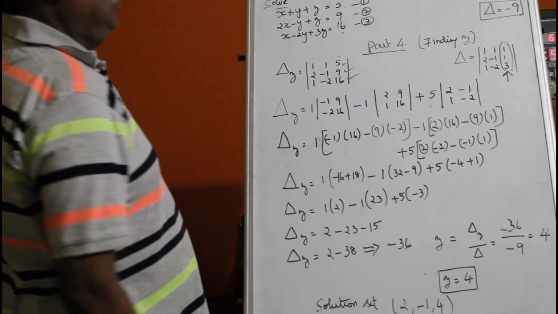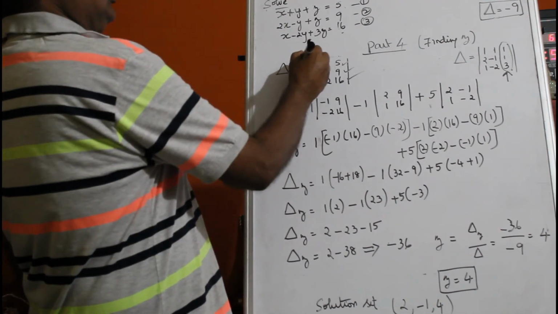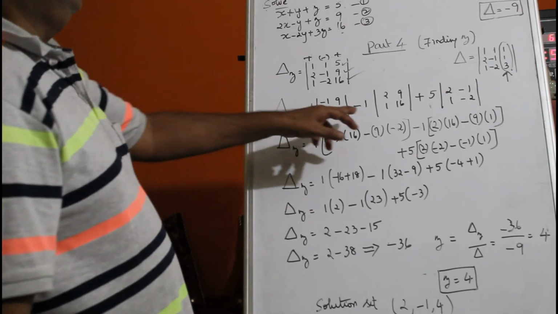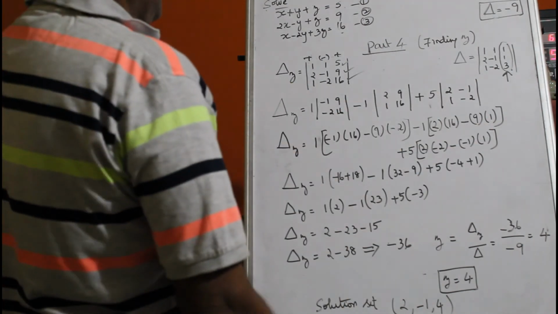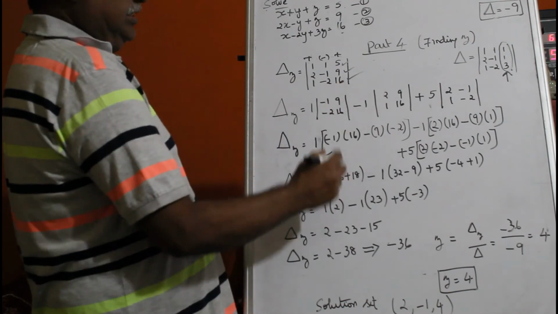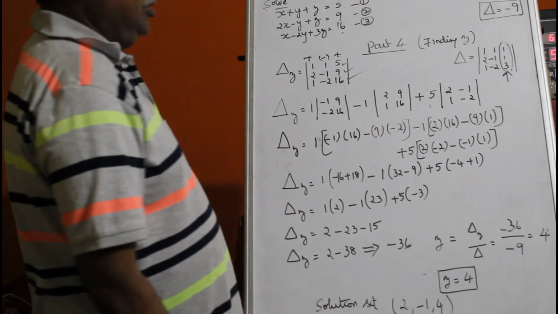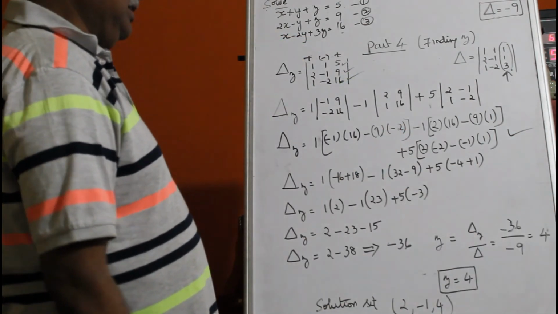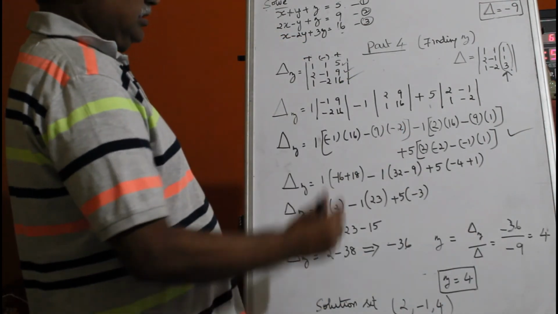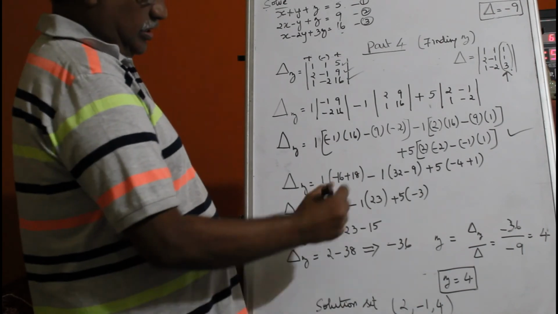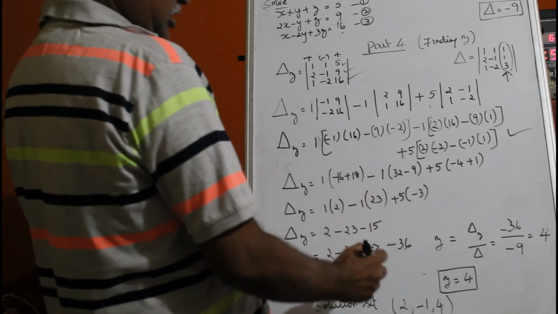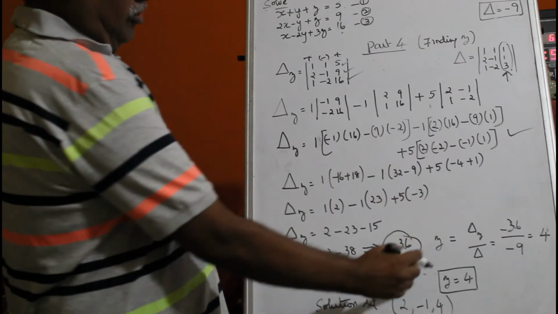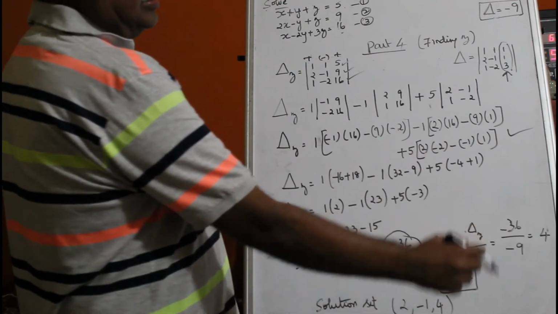Already we have expanded. You expand along the first row, plus, minus and plus. So plus 1 and 2, you just expand and then you cross multiply like this. We have done it. So this is expansion of the determinant. And then next you multiply, then simplify, and finally you get delta z as minus 36. And the formula is z equal to delta z by delta.